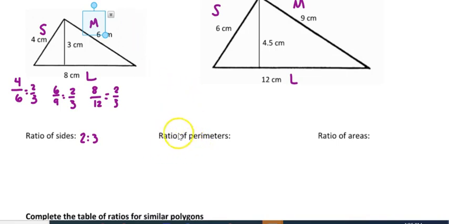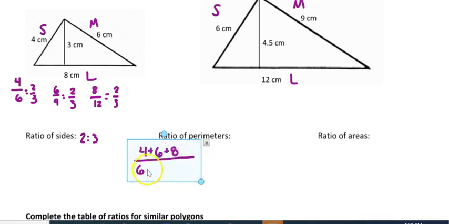If we do the ratio of perimeters and add up the sides, we have 4 plus 6 plus 8 all over 6 plus 9 plus 12. That's going to give us 18 over 27. If we reduce that, we divide both by 9 and also get 2/3. So the ratio of perimeters is also 2/3.